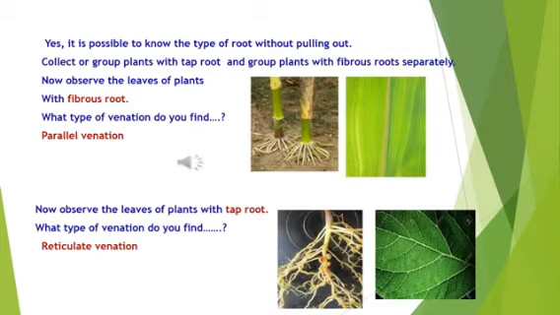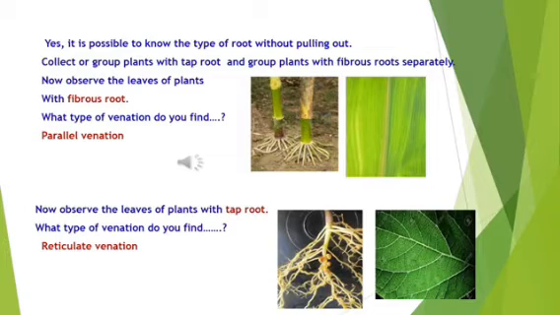The answer for the think question which was given: is it possible to know the type of roots a plant has without pulling it out? So the answer for that is yes, it is possible to know the type of root without pulling out the plant. So how is it possible? Let us discuss that now.